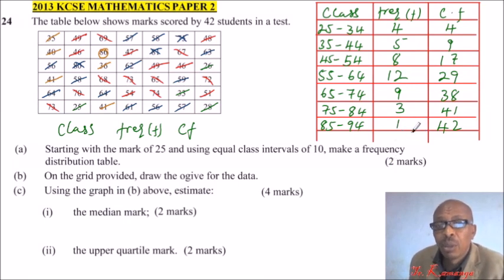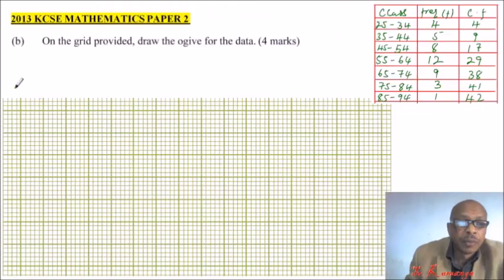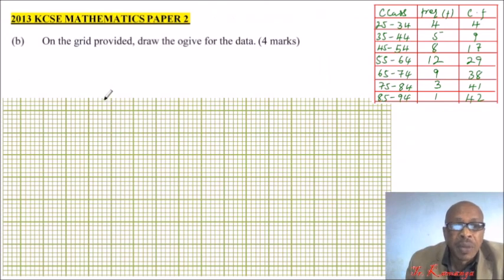If you are able to do that, then you'll be able to get 2 marks. We look at part B. On the grid provided, draw the ogive for the data. And here you are supposed to get 4 marks. So we are going to use a grid to plot the graph. So let's do that. This is part B. We are supposed to draw the ogive.